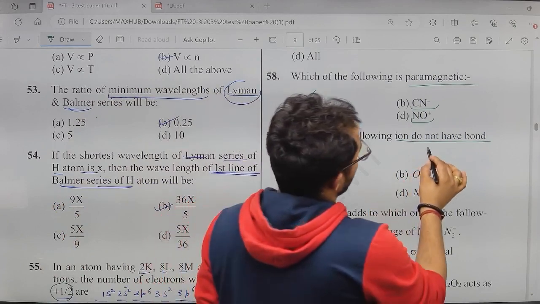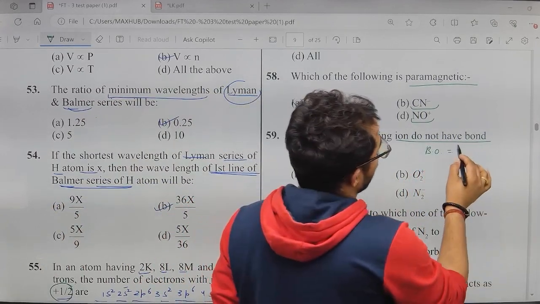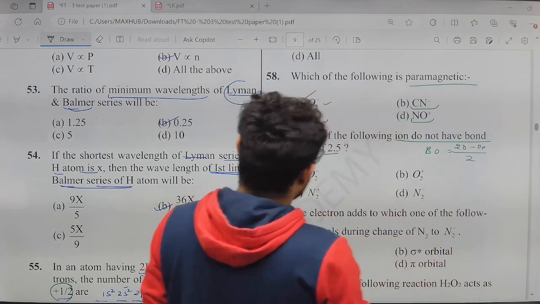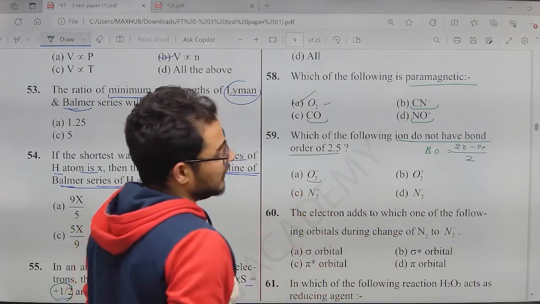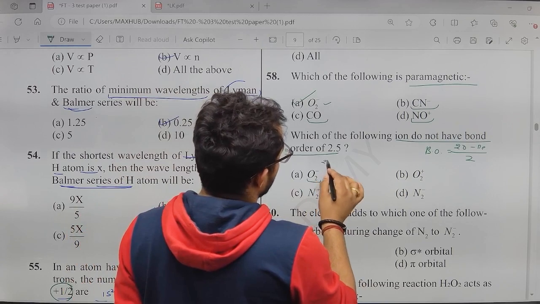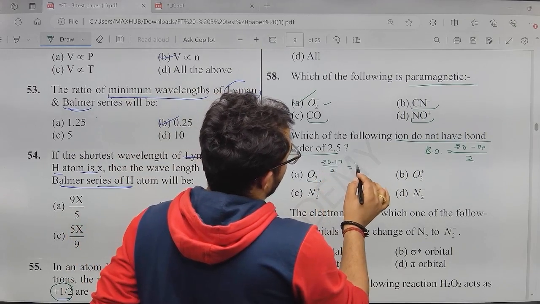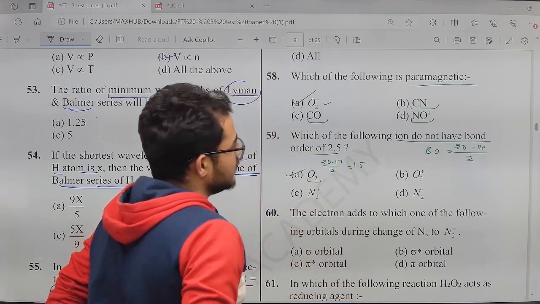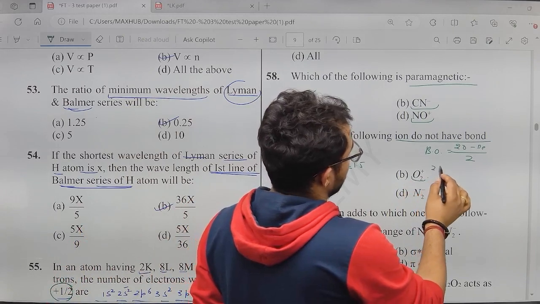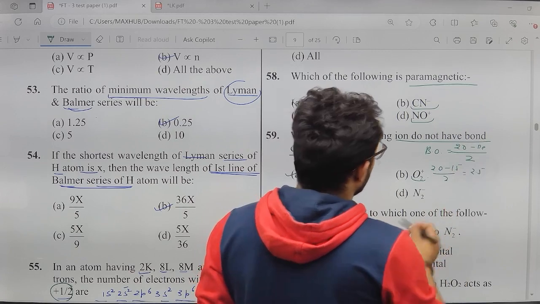2.5. There is a formula for bond order. If the electrons are more than 14, then bond order is (20 minus number of electrons) upon 2. O2 minus has 17 electrons. So 20 minus 17 upon 2, that is 3 upon 2, that means 1.5. So it is the molecule which does not have 2.5 bond order. Let's see for this: 20 minus number of electrons, that is 15, upon 2, 5 upon 2, that is 2.5.